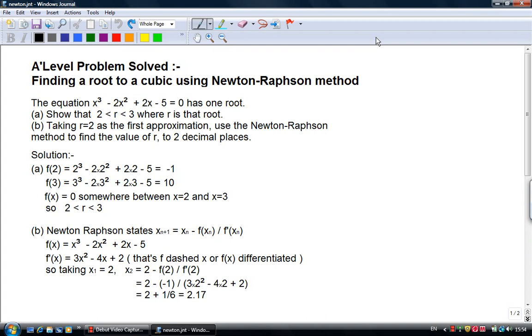So taking x1 equal to 2, you find that x2 equals x1, which is 2, minus f of x1, or f of 2, divided by f dashed of 2. So putting the values in of 2 into the f x equation and f dashed x equation, you get 2 minus minus 1 divided by 3 times 2 squared minus 4 times 2 plus 2, which is 2 and a sixth, or 2.17.